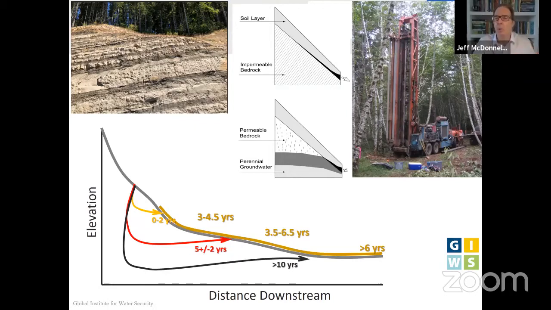So rather than 1 to 3 years old, these are more on the order of maybe 3 to 15 years old, these streamwaters. So again, this is the age, we think, of these streamwaters that are draining these steep, wet, responsive catchments.